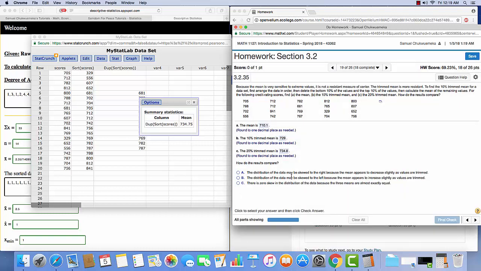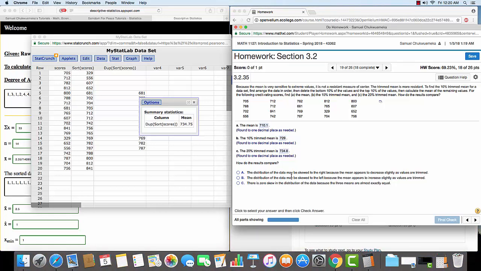How do the results compare? A, the distribution of the data may be skewed to the right because the mean appears to decrease slightly as values are trimmed. B, the distribution of the data may be skewed to the left because the mean appears to increase slightly as values are trimmed. C, there is zero skew in the distribution of the data because the three means are almost exactly equal. Skewness, we've talked about skewness in the previous videos. I'm just going to close this here.